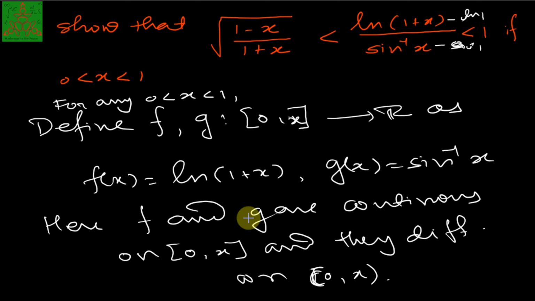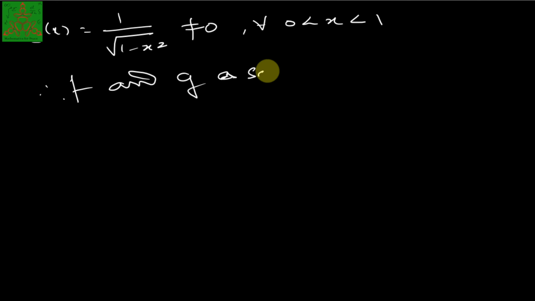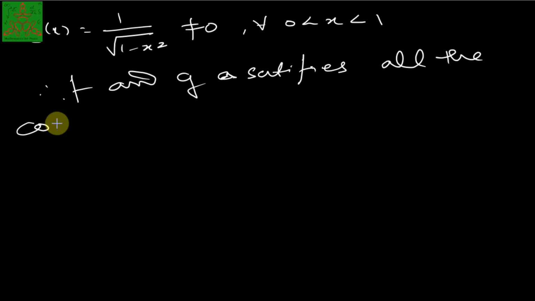Now we have to check whether the derivative of g is non-zero. The derivative of sine inverse of x is 1 upon square root of 1 minus x square. So g dash of x is 1 upon square root of 1 minus x square, which is always non-zero for any x between 0 and 1. So that means f and g satisfy all the conditions of CMVT.